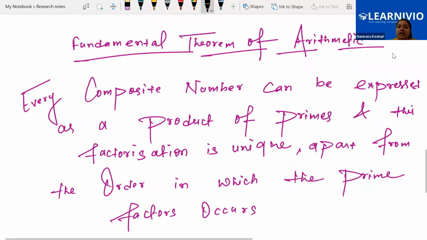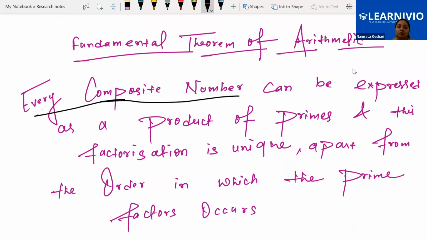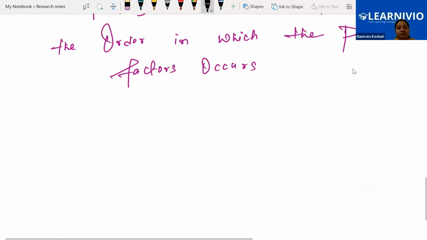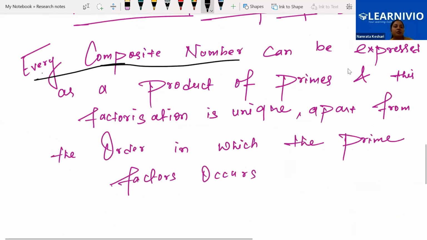Okay, so it says that every composite number, you take any composite number. I am going to take a composite number, that is 8. Every composite number, it says. So randomly we have picked a composite number, that is 8, can be expressed as a product of primes.